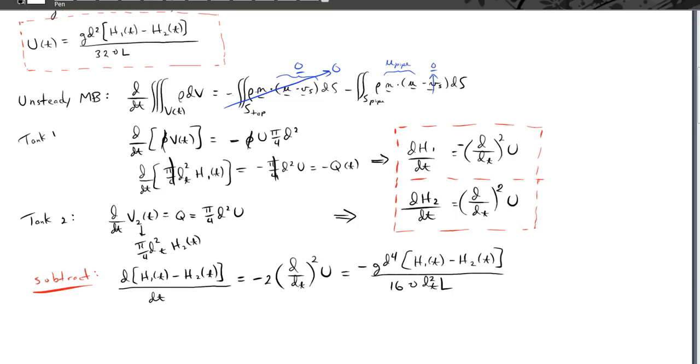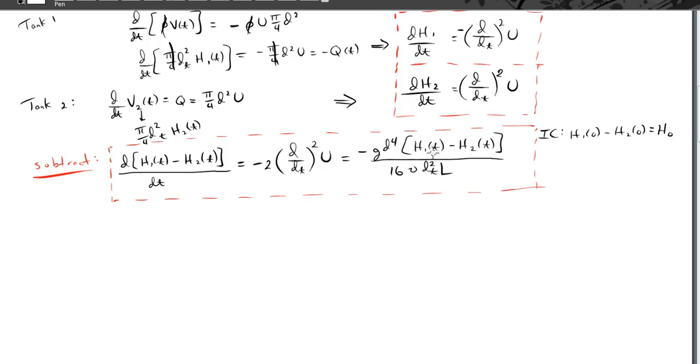So this is now a differential equation that tells how the difference between the liquid levels in the two tanks evolves in time. It's a first order ordinary differential equation. We need one initial condition. So our initial condition at time 0, h1 of 0 minus h2 of 0, would be equal to something we'll call h naught, the initial difference between the liquid levels in the two tanks.